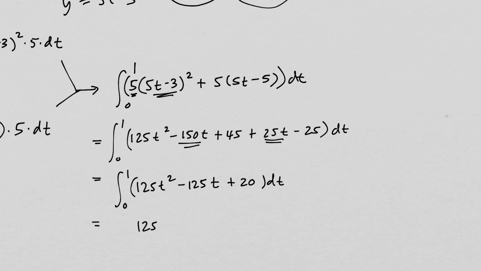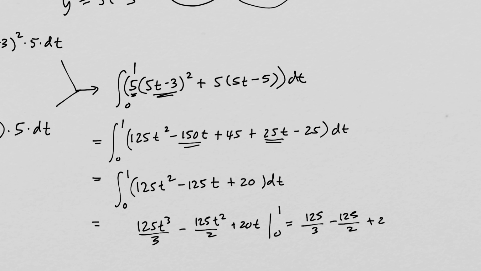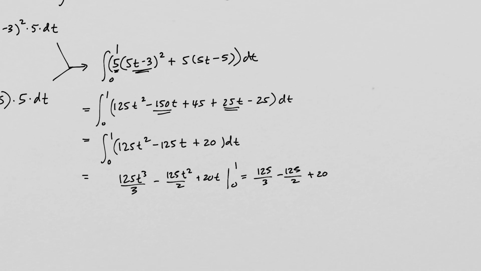Now we'll do the integration. Of course, all of this should be very straightforward, from 0 to 1. And we're going to end up with 125 over 3 minus 125 over 2 plus 20. And this is going to be negative 125 over 6 plus 120 over 6, which is negative 5 over 6.